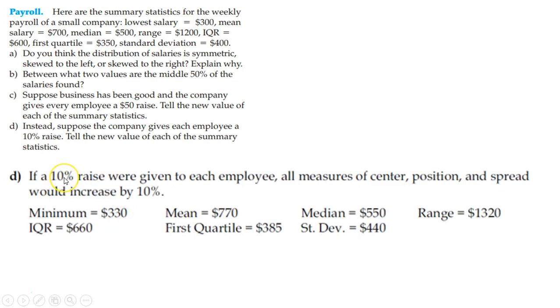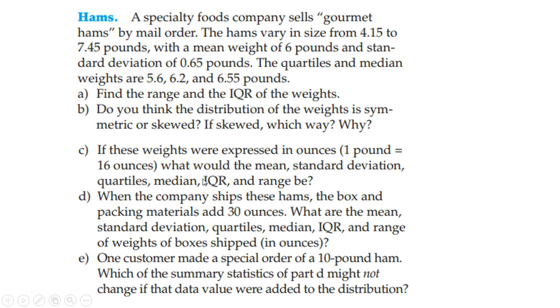And because 10%, that's like a multiplier. So if I'm multiplying everything by 10%, that's what I'm basically doing with each individual item, including standard deviation, including the range, including the interquartile range. Everything gets bumped up with that one.